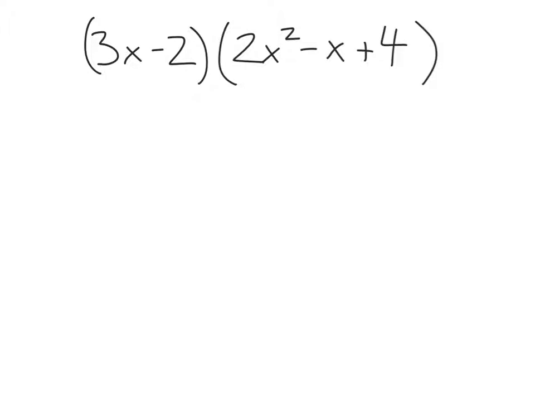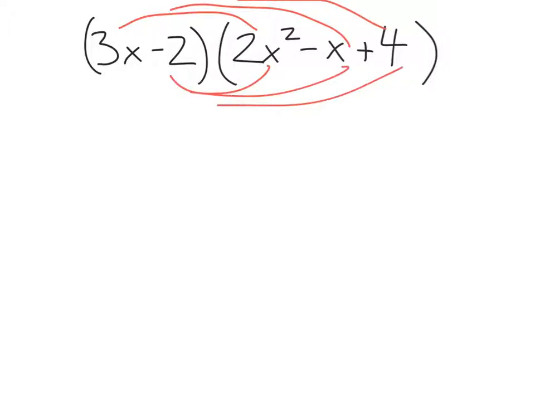Now you won't see a lot of these, but in theory you can extend this to any number of terms in your polynomial. We could take and distribute the 3x here, here, here, and then the minus 2 here, here, and here. Right, you're going to get 6 terms, and then you combine all your like terms. Let's see if we can do it real quick.